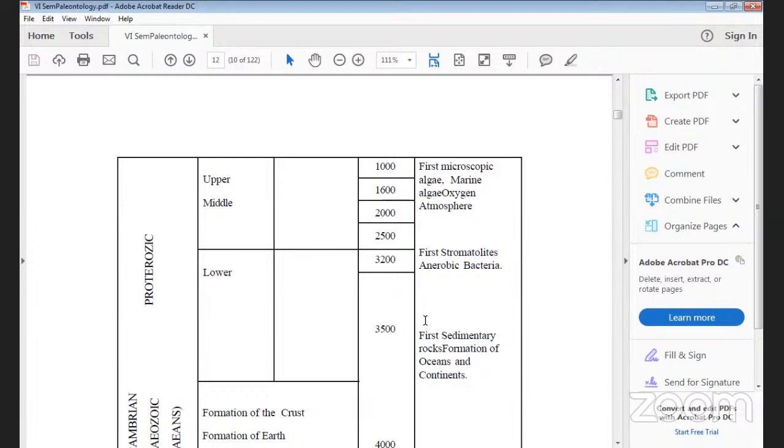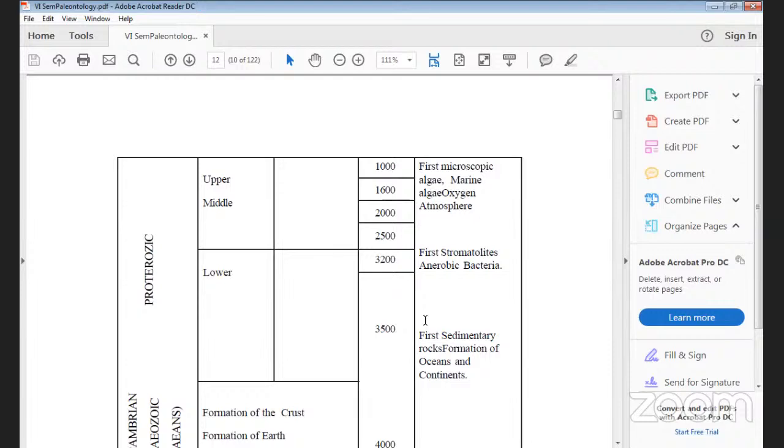In the lower Proterozoic period, again we go into the 3,200 million years. The first stromatolites and anaerobic bacteria were formed.